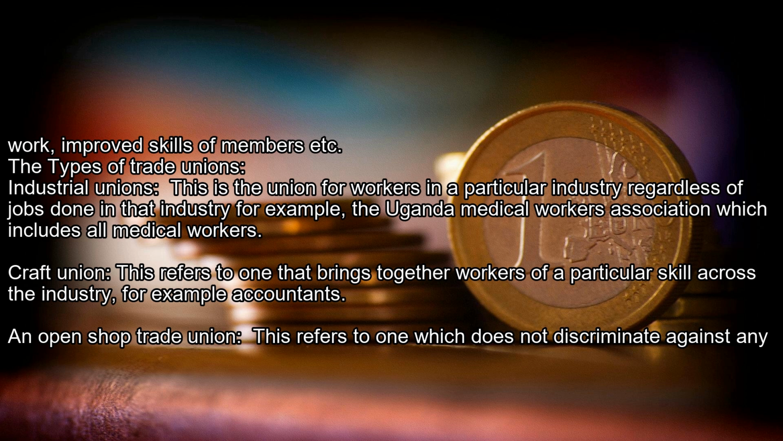The types of trade unions. Industrial unions. This is a union for workers in a particular industry regardless of jobs done in that industry. For example, the Uganda Medical Workers Association, which includes all medical workers. Craft union. This refers to one that brings together workers of a particular skill across the industry, for example accountants. An open shop trade union. This refers to one which does not discriminate against any.